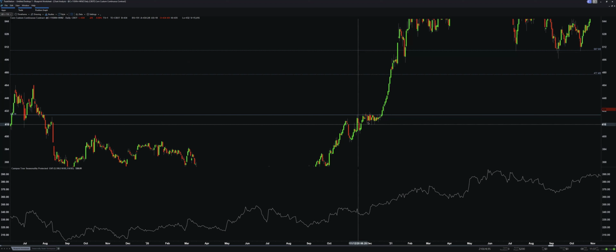What a messy set of candles. Look at that. My goodness.